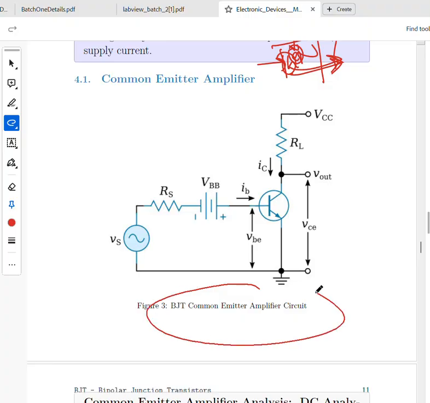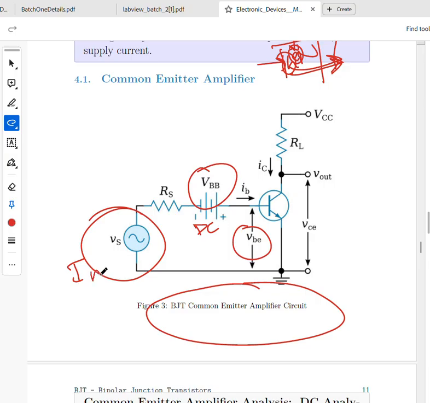Now, this is common emitter, the same thing we've been discussing so far. What happens now when I establish VBE? They have established VBB, which is a DC source, correct? There's a VS, the actual source input. It's basically the normal common emitter amplifier. This is emitter, this is collector, this is base.